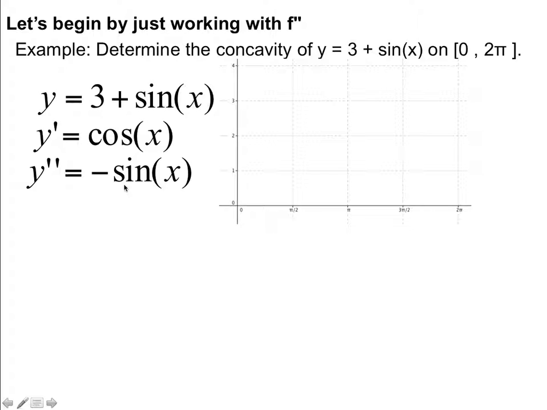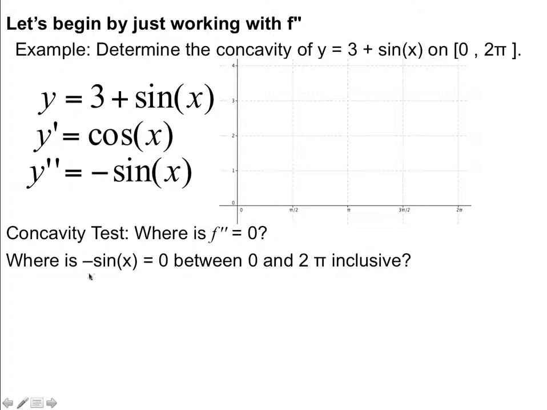And so the first thing we want to do is set this equal to 0 and find where the concavity changes, because we know that sine graph is going to have a change in concavity. So we set that equal to 0. And when we set minus sine x equal to 0, between 0 and 2 pi, where is the sine equal to 0?